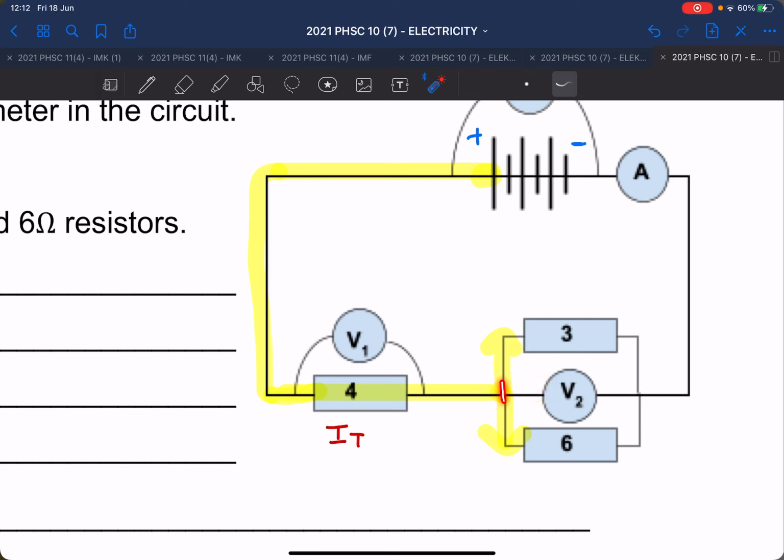Okay, so the current splits up in 2 there, and they get together here again, and you see the total current passes through that ammeter. So the total current passes through there.